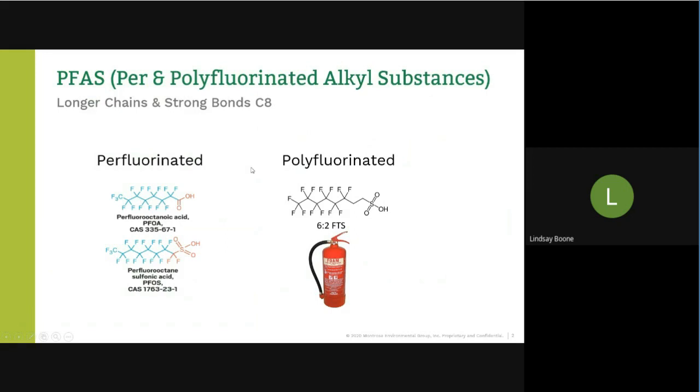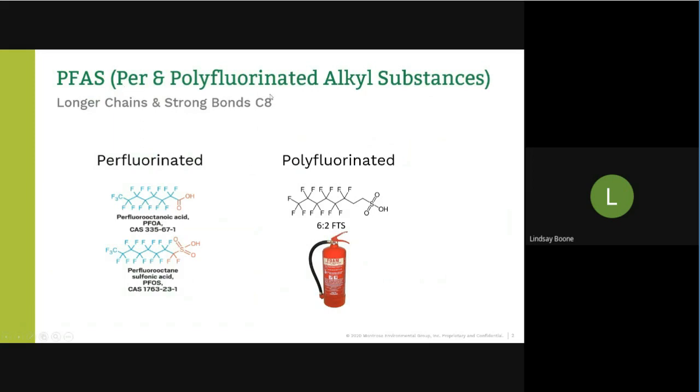And that's important because a lot of times PFAS compounds get referred to by how many carbons are in that backbone. So you can have C8s, C6s, or C4s. A lot of legacy PFAS that have been around for a while will be referred to as C8s.